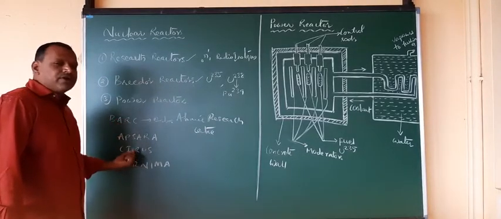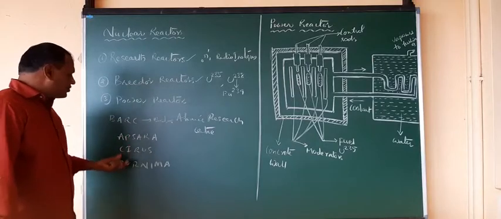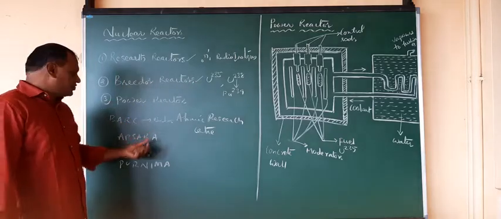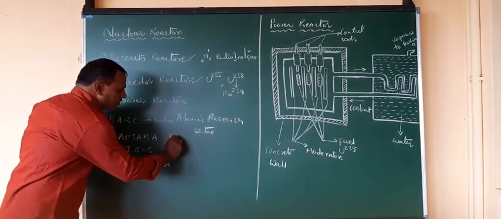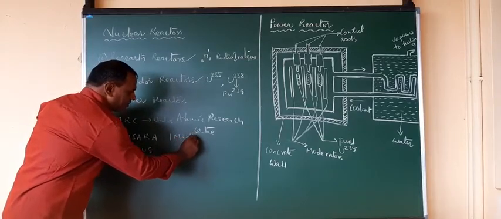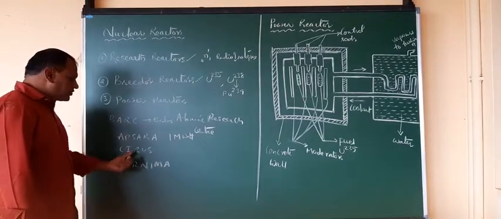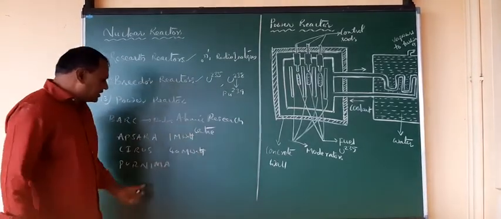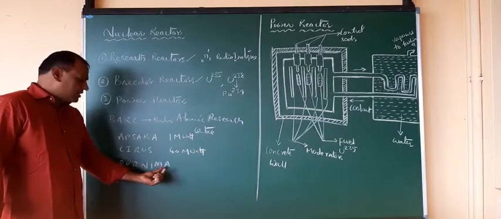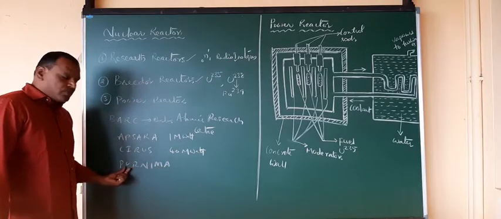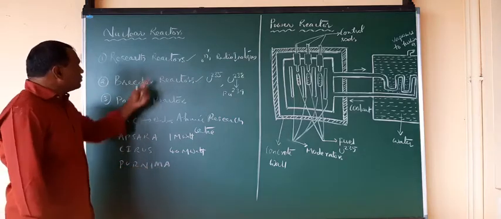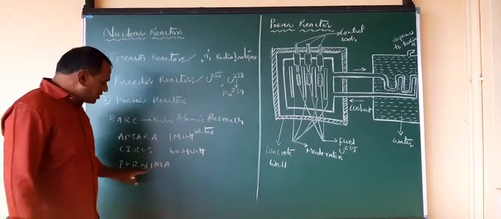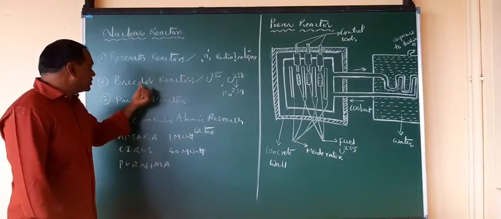So these are the different names of the nuclear reactors which are used to generate fuel as well as power. Apsara gives you 1 megawatt of power. This one gives you around 40 megawatt. And this is a plutonium multiplier, used for research purposes, or it can be used as a breeder. Plutonium-239 will be generated in this. That means it is a fuel generator, which is nothing but a breeder reactor.